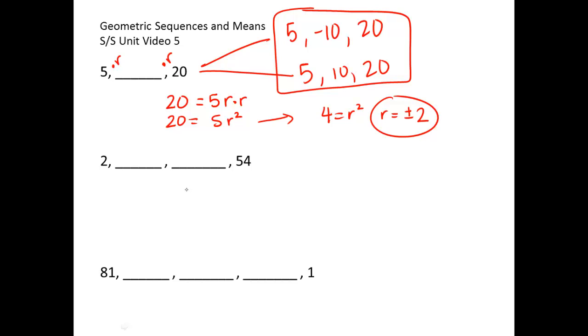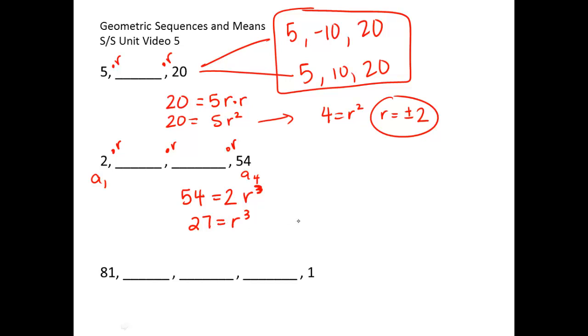Let's try the next. I'm going to say 54 is the result of starting at 2, and this time I've got 3 R values. Now remember, the way to find how many R values is to say that this is the first and this is the fourth. So I subtract 4 minus 1 to give me 3 R values, and I'm going to write that as an exponent, R cubed. Now to solve, I'll divide by 2 to get started, which is 27 equals R cubed.